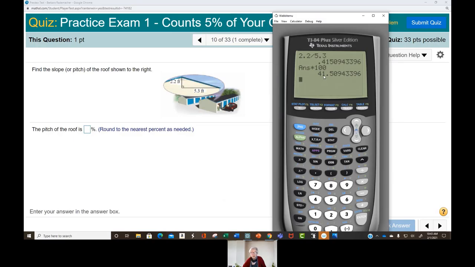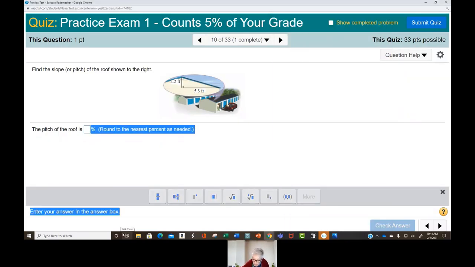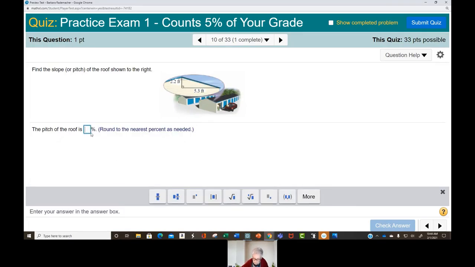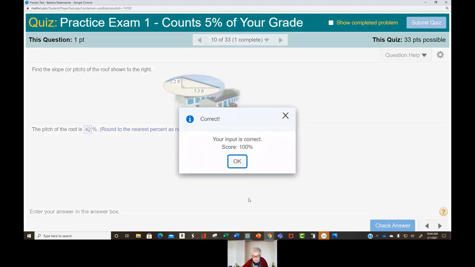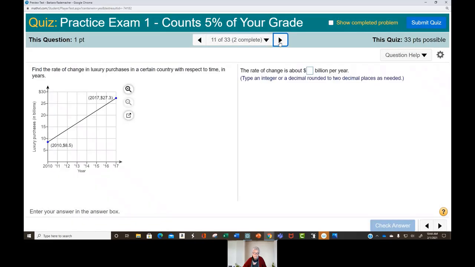that would be either 41 or 42. The 5 is big enough to make the 1 go up to a 2, so I would answer 42 and hope that that's correct. Yes. Okay, so don't forget to round when it tells you to round. Rate of change?